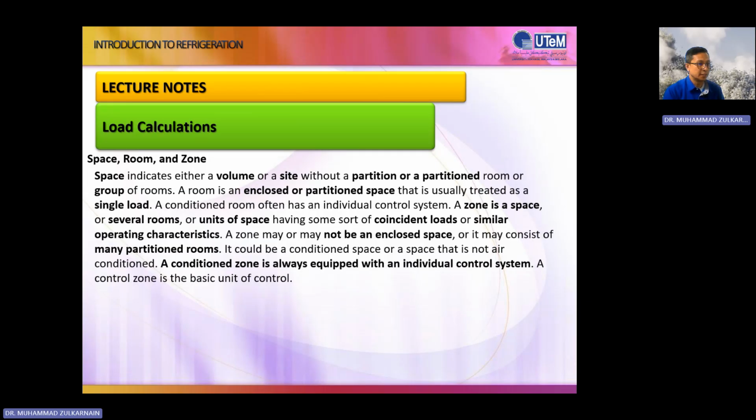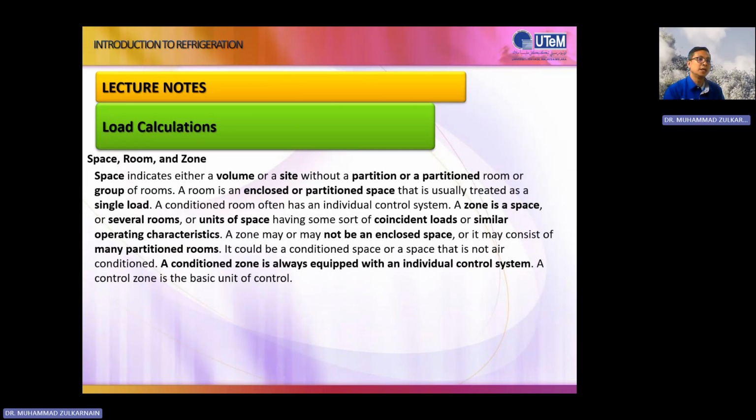A zone is a space, or several rooms or unit spaces, having coincident loads or similar operating characteristics. A zone may or may not be an enclosed space, or it may consist of many partitioned rooms, and it could be a conditioned space or a space that is not air conditioned. A conditioned zone is always equipped with an individual control system. A control zone is the basic unit of control.